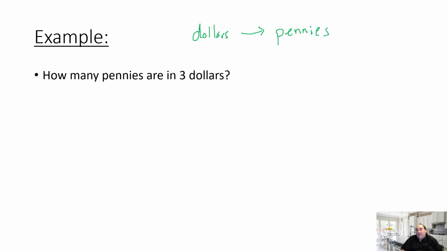Here we want to think about the equality. So like our 100 pennies is equal to $1. That's going to give us two conversion factors. Once again, 100 pennies over $1.